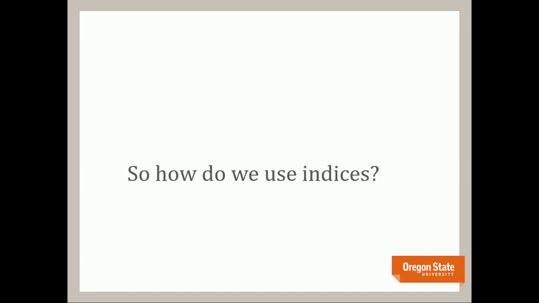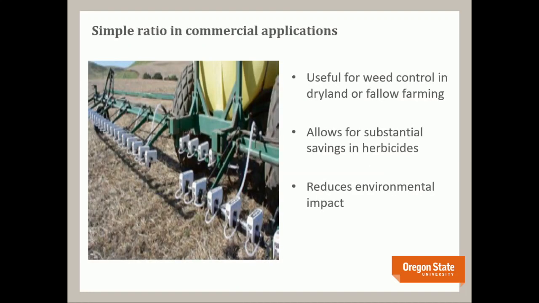So how do we use indices? Simple ratio and commercial application. Useful for weed control in dry land or fallow farming. Allows for substantial savings in herbicide and reduces environmental impact. Other than this, for water management and civil engineering purposes, for mapping water resources management components, mapping groundwater or the water balance component, land use and land cover changes, etc.